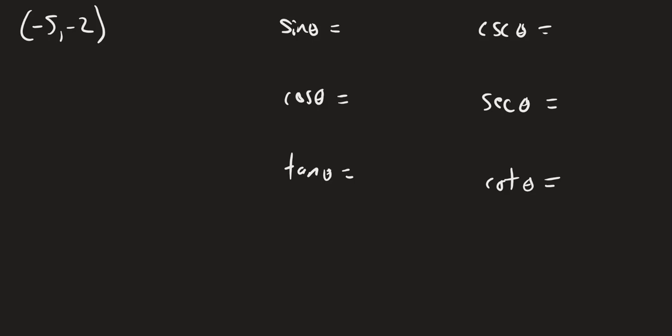Theta is on the point (-5, -2). That is its terminal side, lands on that. And from that, we should be able to get all 6 trig functions. So go ahead and start by sketching a picture here. Left 5, down 2.